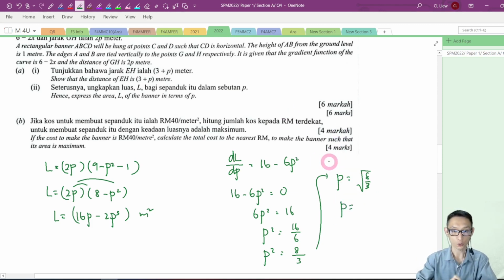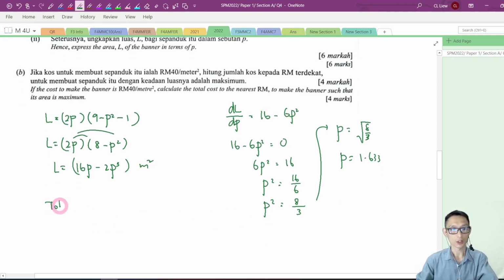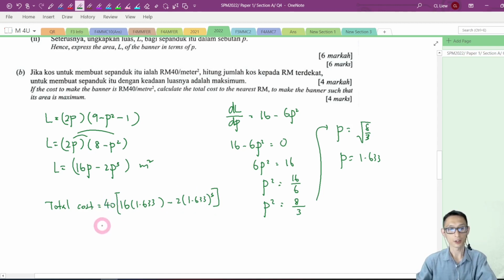Just press your calculator. Square root of 8 over 3 is equal to 1.633. Now for the total cost, I'm going to substitute the value of p into here, so I will be able to get the area, and 1 square meter is equal to 40 ringgit. I will use this value to times 40. So 16 times 1.633 minus 2 times 1.633 cubed. This whole thing we multiply by 40. Just press your calculator.